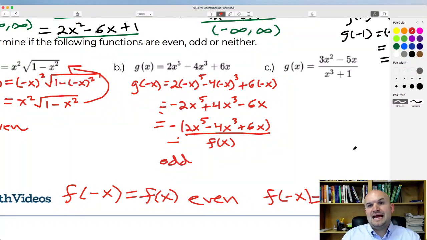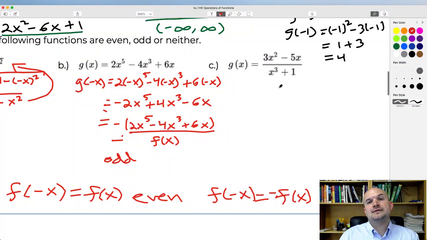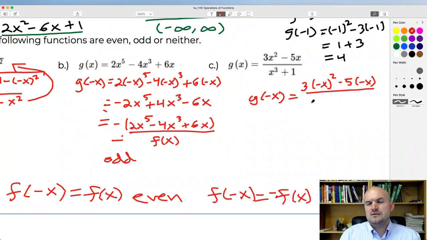All right. And the last one, guys, is looking at g of x. So we're going to do g of x again, doing the same process here. G of negative x, so then you plug in negative x squared minus 5 times negative x, all over negative x cubed plus 1. Okay? And when we simplify this, that turns to a positive 3x squared. Negative x times negative 5 is a positive 5x. And that turns to a negative.